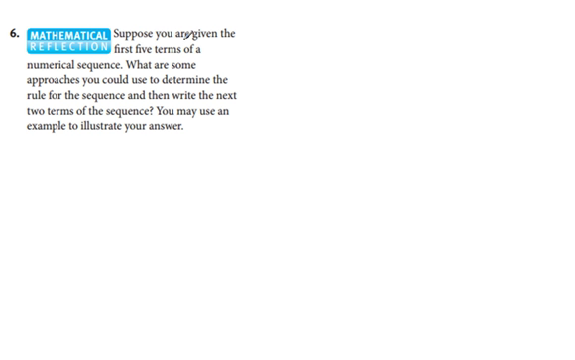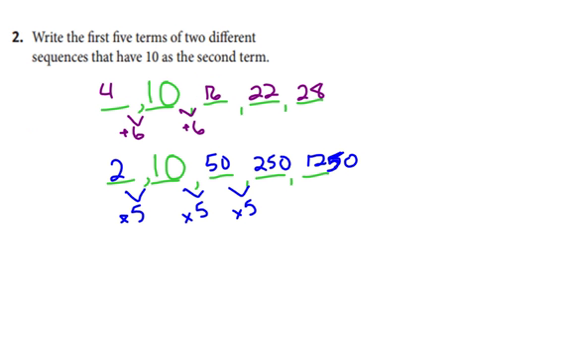Okay, so suppose you're given the first 5 terms of a sequence. What are approaches you can use to determine the rule for the sequence, and then write the next 2 terms? You may use an example. Okay. Well, we have an example. We did this already.